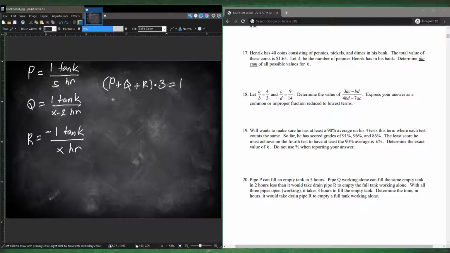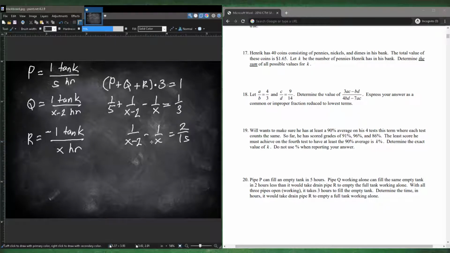Okay, so P, Q, and R, let's substitute them all in. So that's 1 over 5, that's 1 over X minus 2, and this is minus 1 over X, and then times 3, or you just have that equal to 1 divided by 3. Okay, so 1 over X minus 2 minus 1 over X equals 1/3 minus 1/5. This is 5 over 15, and this is 3 over 15, so this one's 2 over 15.